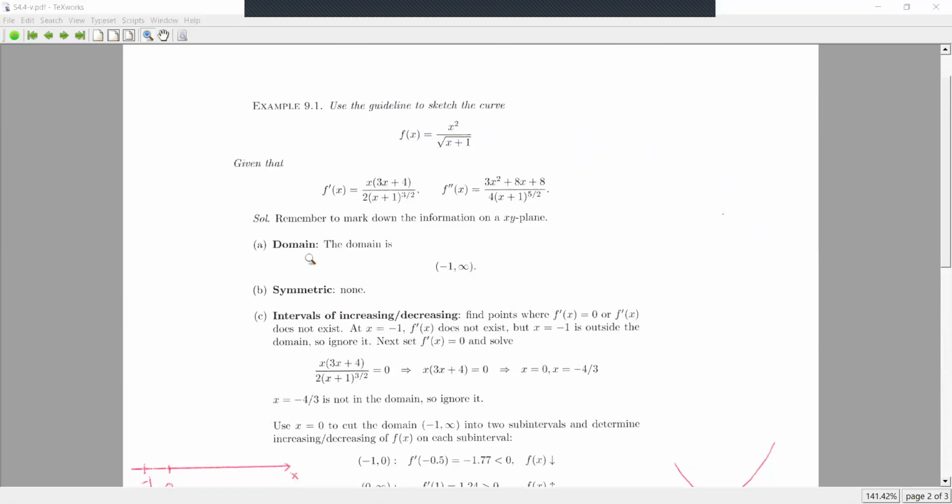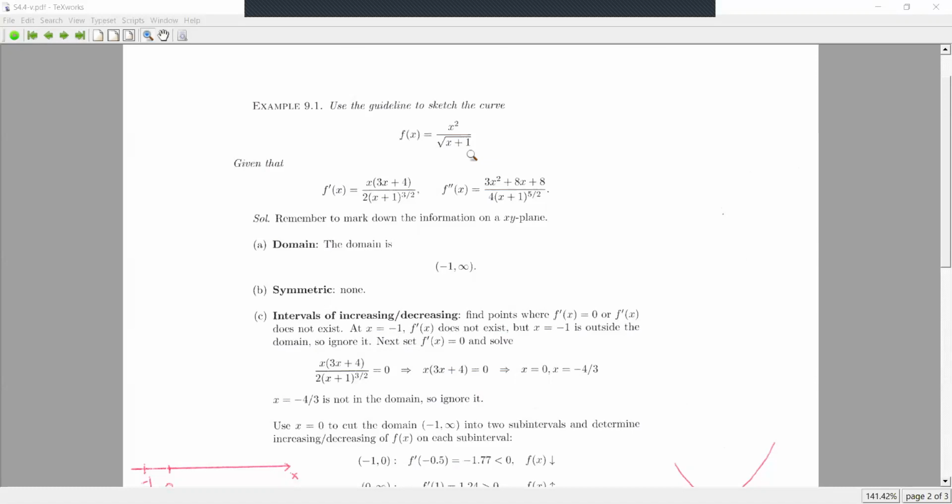The domain of a function is the set of x values where the function is computable. Let me try some numbers. Say try -2 for x. When I plug in -2 in x, the denominator is the square root of -2 plus 1, not computable. So -2 is not in the domain.